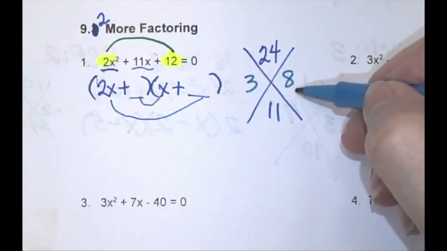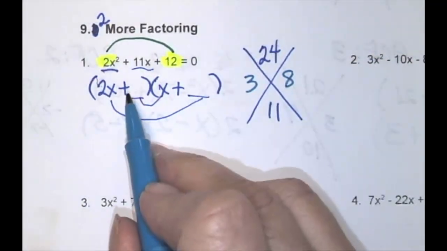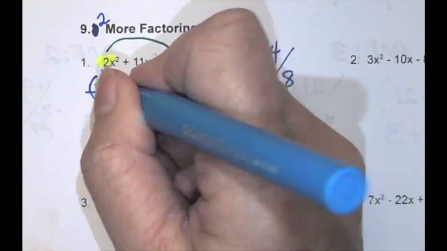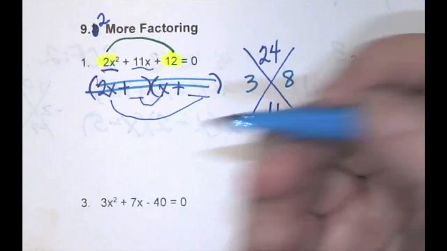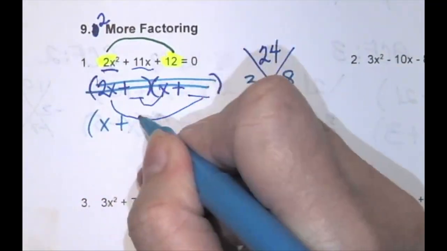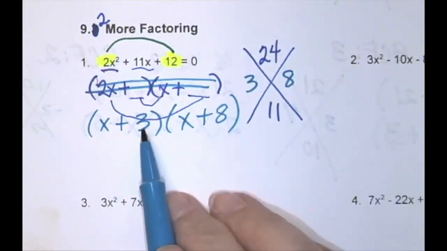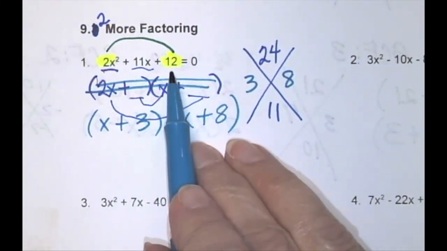So 3 times 8 equals 24, and 3 plus 8 equals 11. But that's not our answer. That's not what goes here. So let me just get rid of that for a minute. Let's pretend it is our answer. Let's write it like it were our answer: x plus 3, x plus 8. Now that does multiply to 24 and add to 11, but we don't want 24, right?